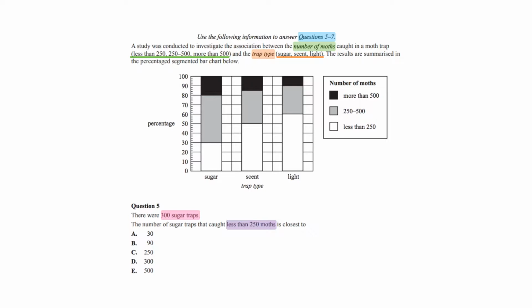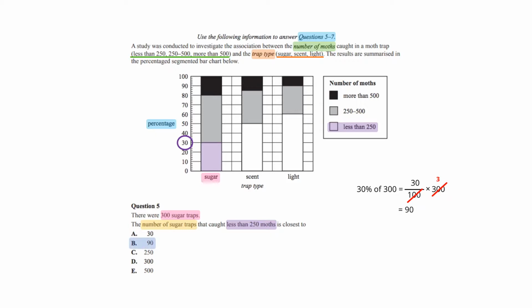First of all, we are interested in the sugar traps, so we look at the first column, and then less than 250, so we are going to look at the white segment. On the vertical axis, we have percentages. So this represents 30%. Now we have to calculate the number of sugar traps because this is what the question is asking. So we are going to calculate 30% of 300, which is going to be equal to 90. So the answer we are after is option B.